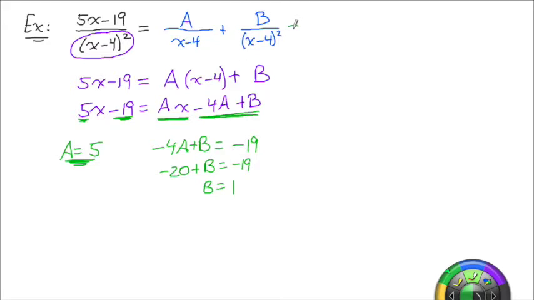So this partial fractions becomes 5 over x minus 4 plus 1 over x minus 4 all squared, because a was equal to 5 and b was equal to 1. So the partial decomposition of this fraction becomes these two fractions.